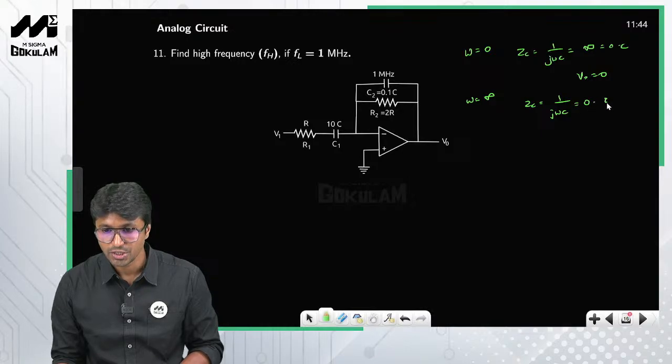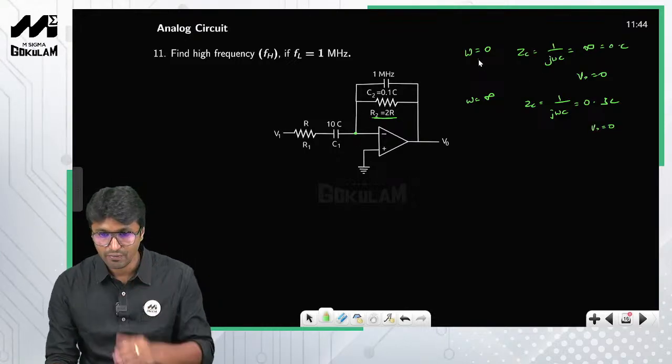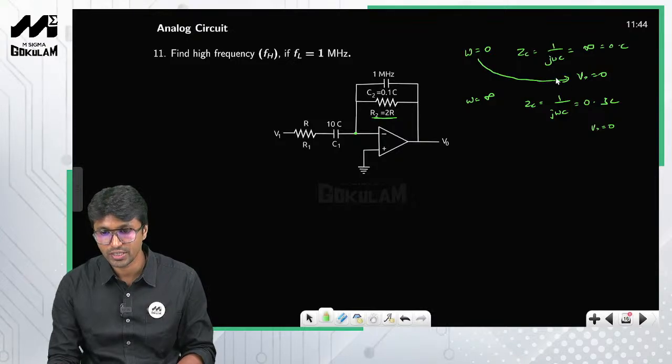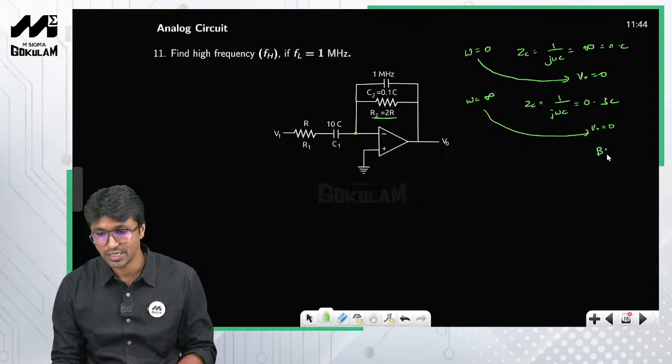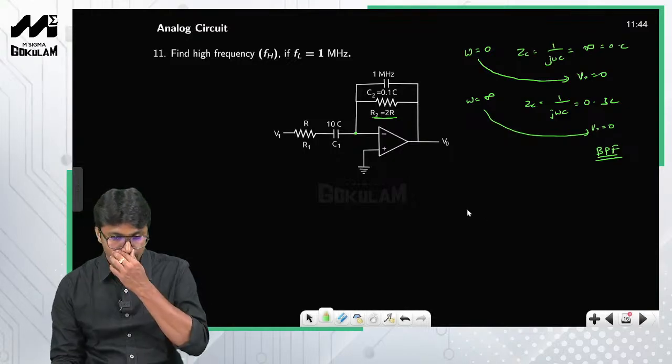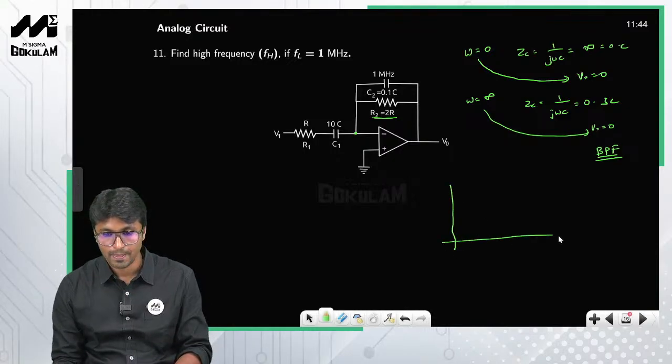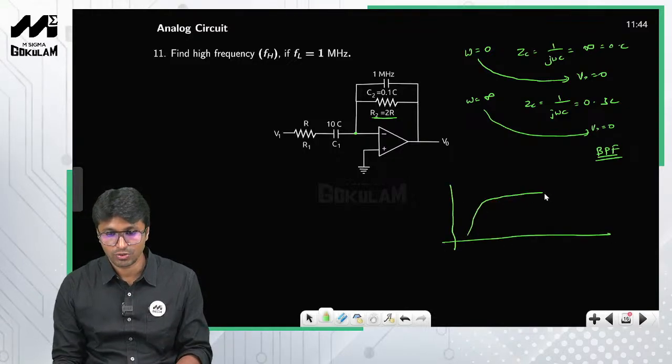Omega infinity, the capacitive impedance 1 by j omega c will be 0, that is short circuit, so therefore this resistor R2 will lose its significance, so this 0 volt will appear at the output, so therefore V naught is equal to 0. So look at this one, when omega equal to 0, output is 0, when omega equal to infinity, output is 0. So essentially this is a band pass filter, right? So band pass filter. So what is the information given to you?